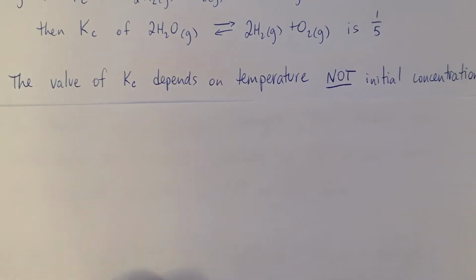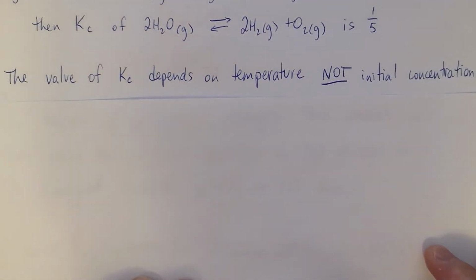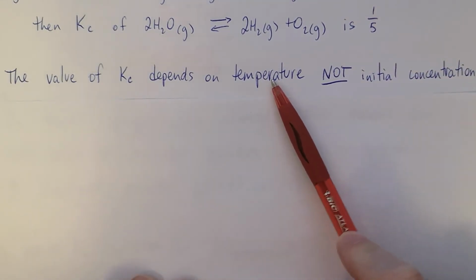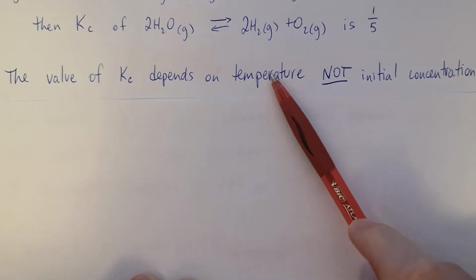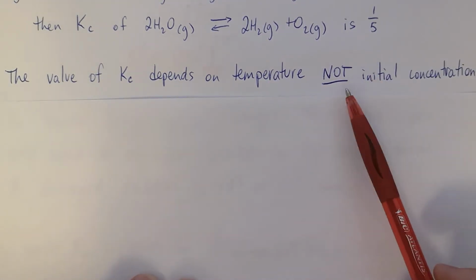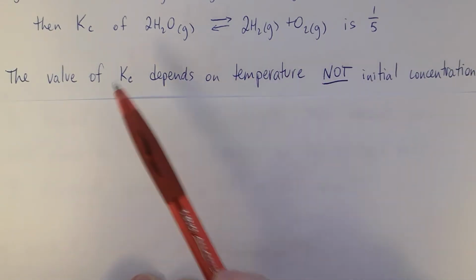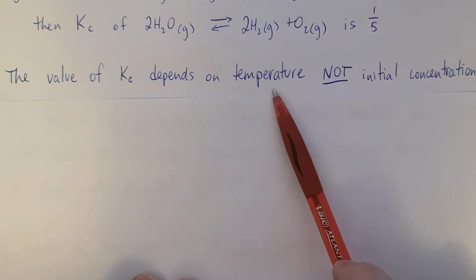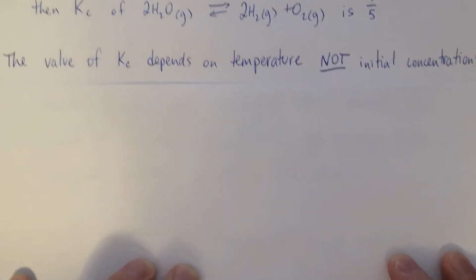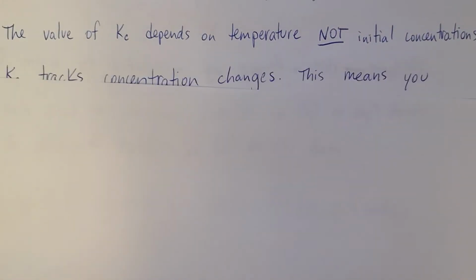Let's see what else we've got. This will become more important when we learn about Le Chatelier's principle. I just like saying Le Chatelier. It's coming up. The value of Kc depends on temperature, and we'll see how when we get to Le Chatelier's principle. Initial concentrations of things don't affect Kc. Kc doesn't care about that. But the value of Kc will change if the temperature changes, and that's going to be on some kind of assessment later in the course for sure.